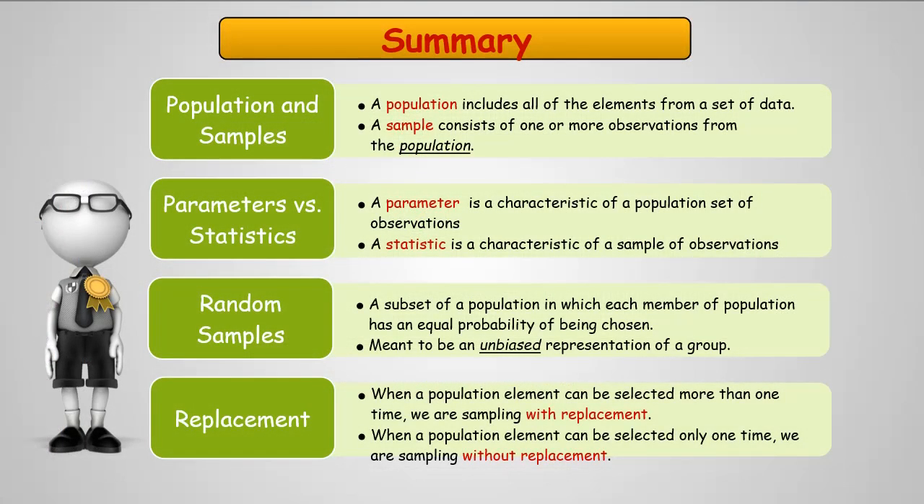So, a quick chapter summary. Population includes all the elements of a data set. A sample includes a subset of that population. A parameter is a characteristic of the population. A statistic is a characteristic of the sample. A subset of a population in which each member of the population has an equal probability is a random sample. It has to be an unbiased, representative group. And on the replacement option: when a population element can be selected more than one time, we're sampling with replacement. If it can only be selected one time, we're sampling without replacement.